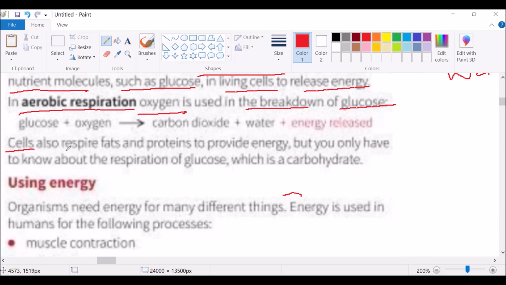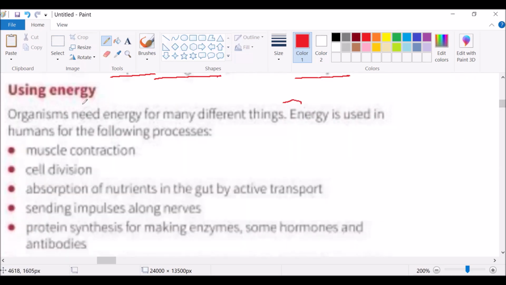Cells also respire fats and proteins to provide energy. But in this study, we'll only look at the respiration of glucose, which is a carbohydrate. Using energy: organisms need energy for many different things.